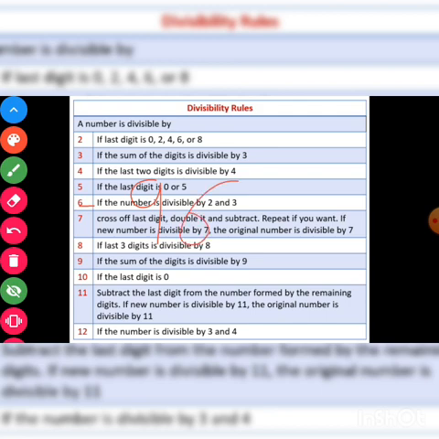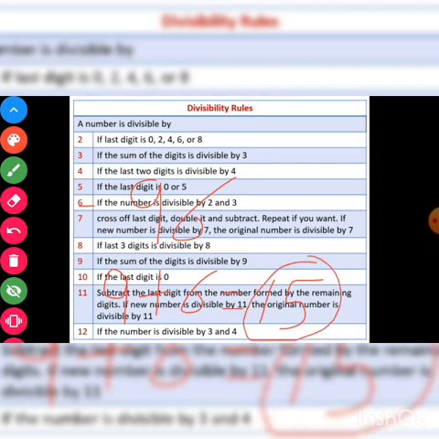Now for the divisibility test of 2, what you will do? You will take the last digit and you will check whether it's divisible by 2 or not. So 6 is divisible by 2. So the number will be divisible by 2. Now add the digits. So 9 plus 6 gives you 15. 15 is divisible by 3 or not? It is divisible by 3. That means the number 96 is divisible by 6.